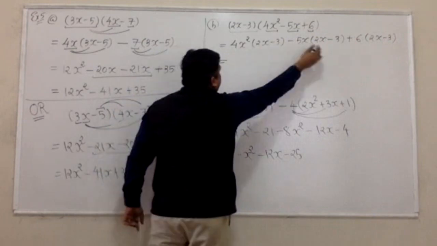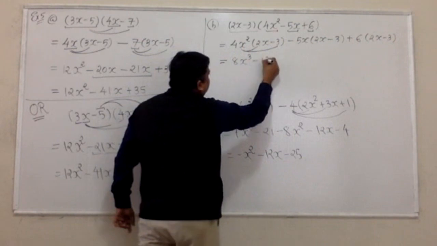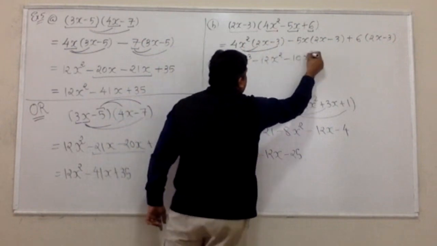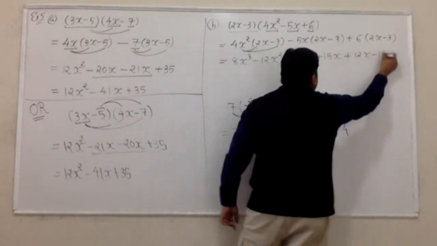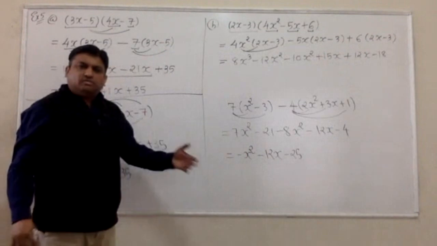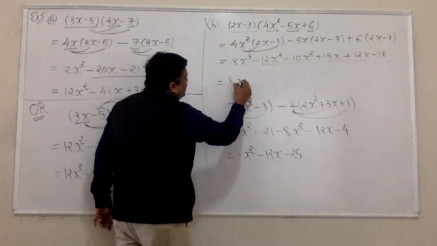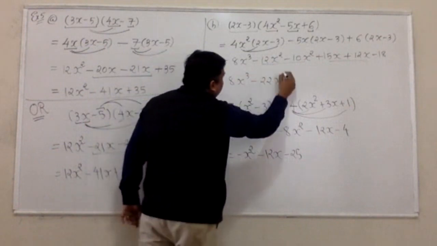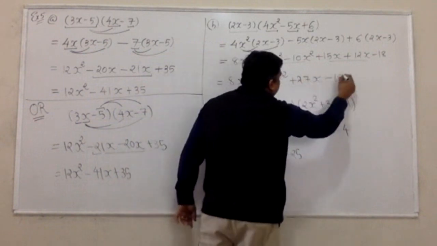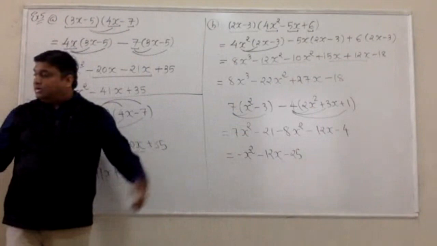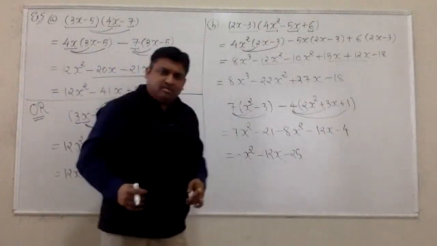Let's do distributivity 3 more times. Right? 8x cubed minus 12x square minus 10x square plus 15x plus 12x minus 18. Like terms should be simplified further. I end up getting 8x cubed minus 22x square plus 27x minus 18. As I said, you may wonder that can we use FOIL type of method for this example?